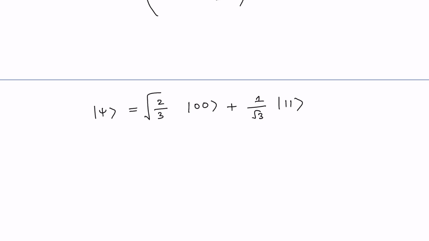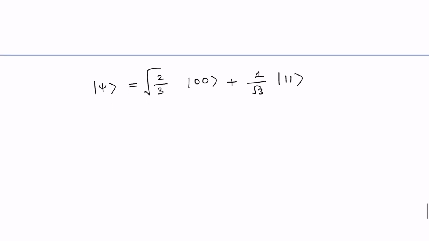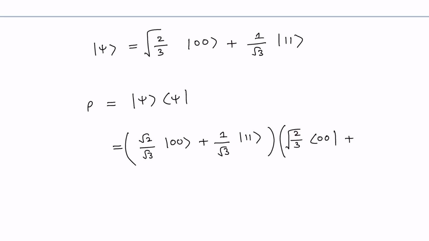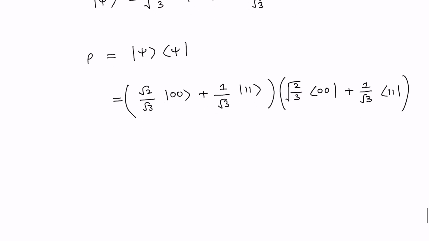Now let us write down the density operator for this composite system. For that you just have to take ket psi bra psi. Please do that and you will get it. Let me actually do it: square root of 2/3 ket 00 plus 1 by root 3 ket 11, that's from ket psi, and for the bra psi I have square root of 2/3 bra 00 plus 1 by root 3 bra 11.